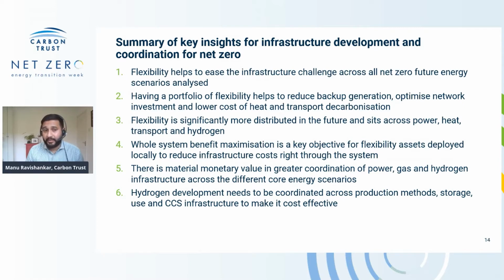The third point is that flexibility is significantly more distributed in the future, and actually it's very cross-sectoral. It sits across power, heat, transport, and hydrogen. The fourth point is that the whole system benefit maximization is and should be a key objective for flexibility assets, even if they are deployed locally to reduce infrastructure costs right through the system. Finally, there is material monetary value in greater coordination of power, gas, and hydrogen infrastructure across the different core energy scenarios. And hydrogen development needs to be coordinated across the production methods, storage use, and CCS infrastructure to make it as cost effective as we can.